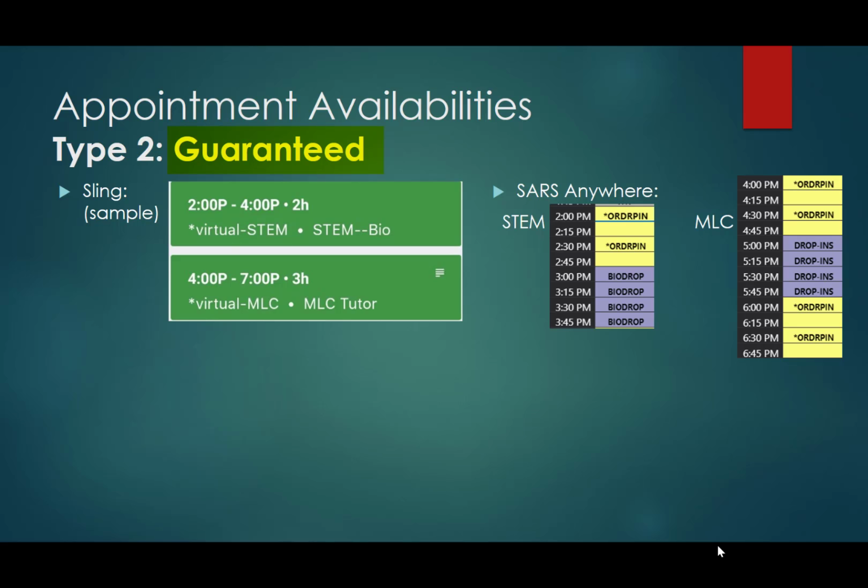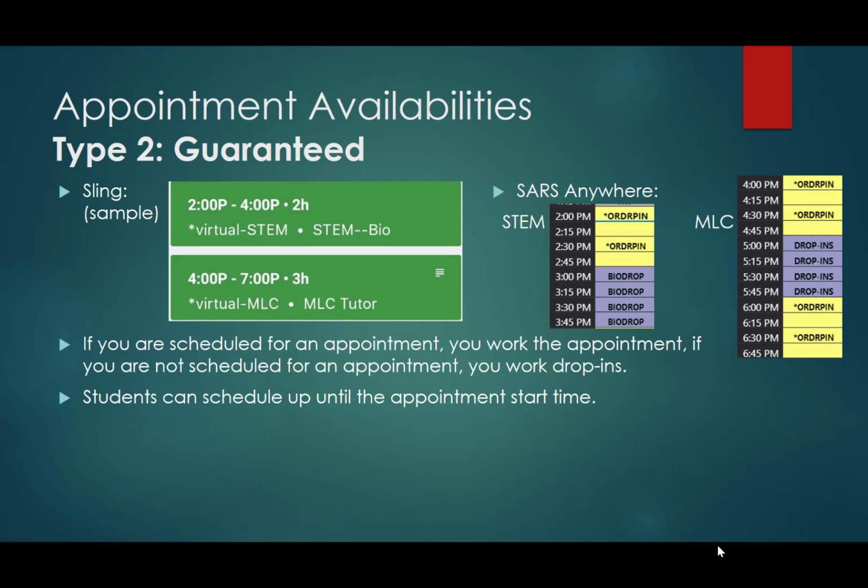The second appointment type is a guaranteed shift, and you will see your regular green drop-in shifts in Sling, and you may see yellow or drop-in appointment availability in SARS. Don't assume your whole shift is drop-ins. You will need to check SARS to see if you have appointments. For these shifts, if you are scheduled for an appointment, you work the appointment. If you are not scheduled for an appointment, including if SARS notes drop-ins, you work drop-ins.